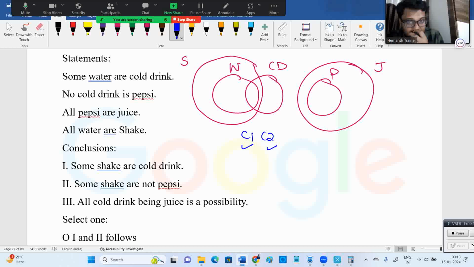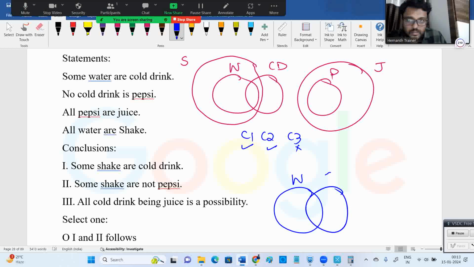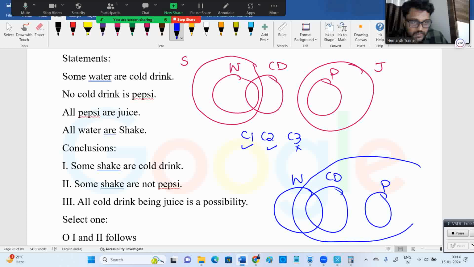All cool drink being juice is a possibility. Here it's failed, but see, I can draw like that. Some water are cool drink. No cool drink is Pepsi. All Pepsi are juice. I can draw like this also. All Pepsi are juice, in that cool drink may be there.